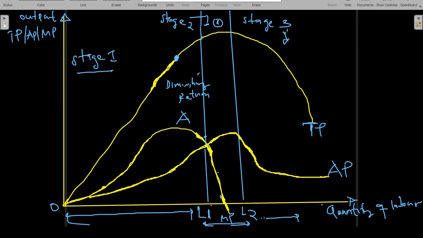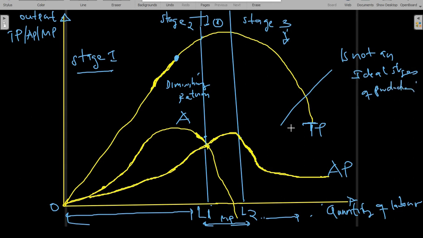it begins from L2, going beyond that. So at this stage, number 3, is when the total product is declining and the marginal product is negative. So marginal product is negative, as total product is declining and the average product is declining as well. At this stage, this is not an ideal stage of production because at this stage, the average cost is rising, and if the price of the output remains the same, then the firm might incur loss.